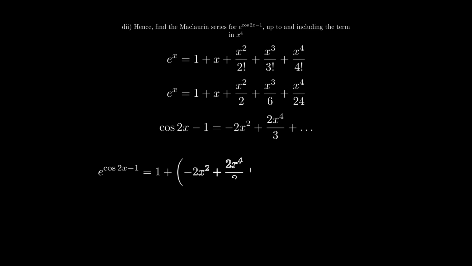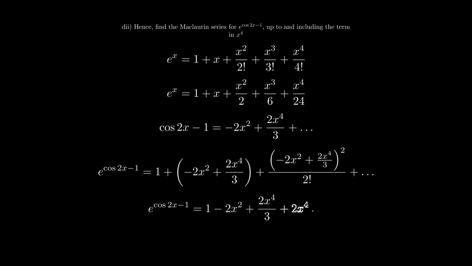And then we just need to substitute that in for x in our e to the x Maclaurin series. So e to the cosine 2x minus 1 is equal to 1 plus (minus 2x squared plus 2x to the 4 all over 3) plus (minus 2x squared plus 2x to the 4 all over 3) all squared, divided by 2 factorial and continue. Multiplying this out and only keeping the terms that go up to x to the 4, we end up with 1 minus 2x squared plus 2x to the 4 all over 3 plus 2x to the 4. And finally, tidying up, we have 1 minus 2x squared plus 8x to the 4 all over 3.